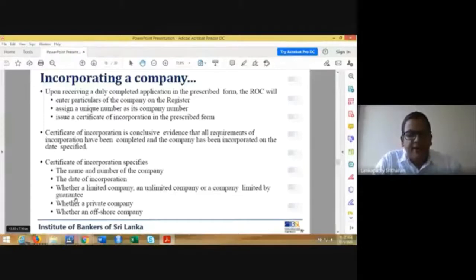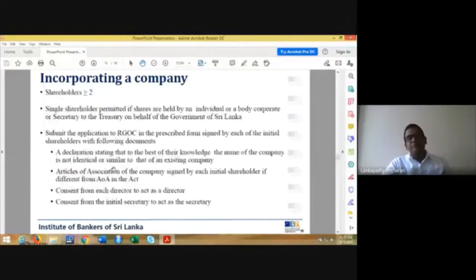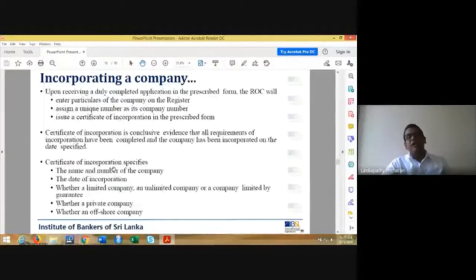I haven't seen any questions on this in the past papers, but there may be questions. The name and number of the company, the date of incorporation, whether it is a limited company, unlimited company or company limited by guarantee, whether a private company, whether an offshore company. So this type of information will be included in the certificate of incorporation. Any questions you all wanted to ask before moving to the company names?